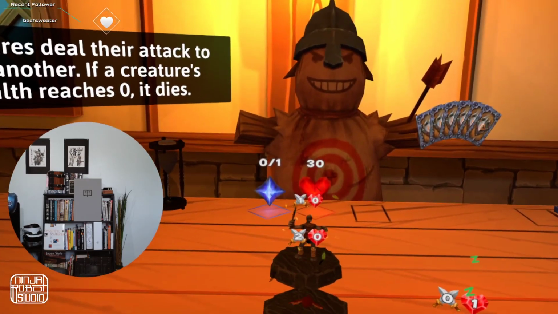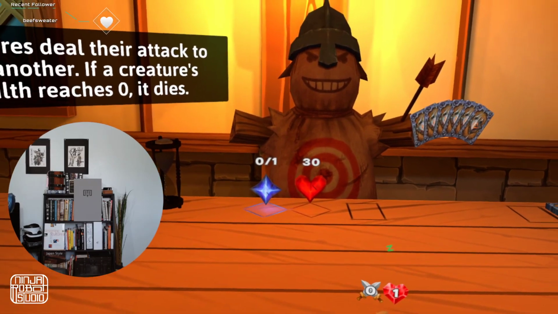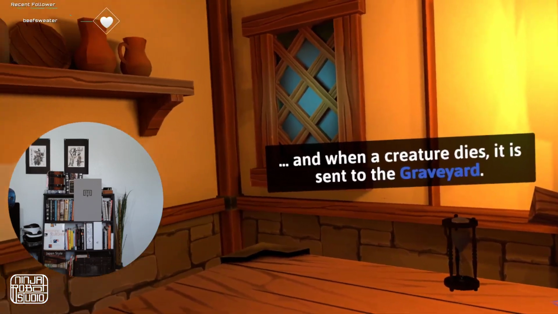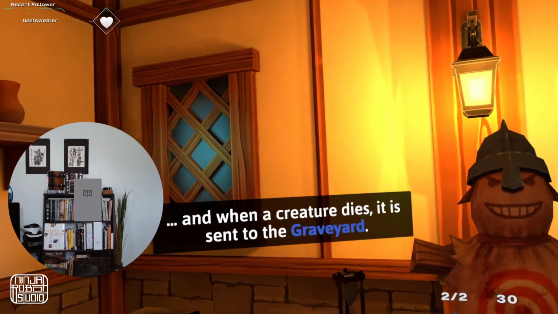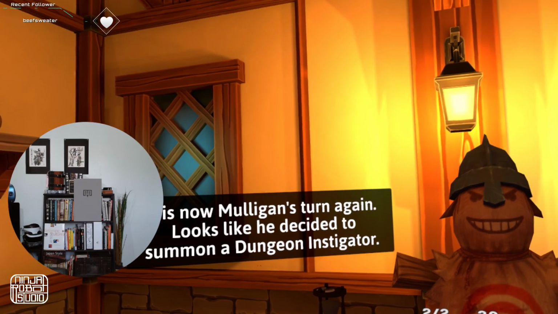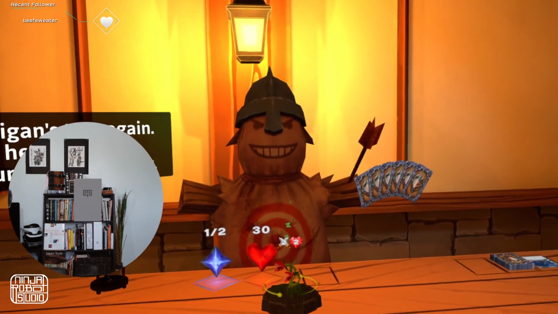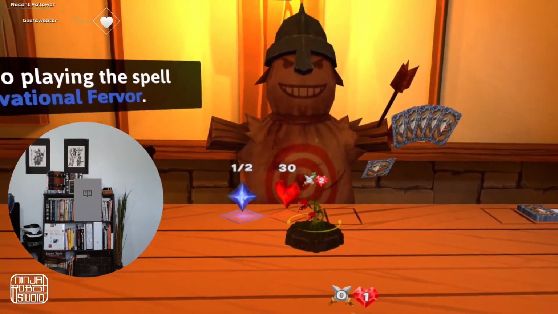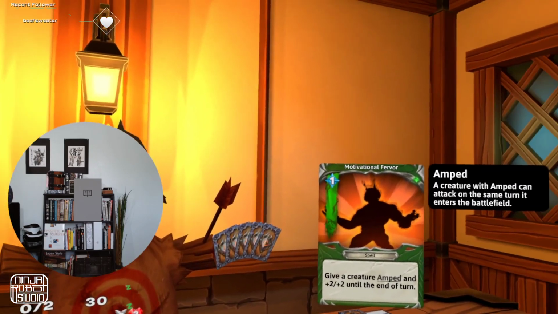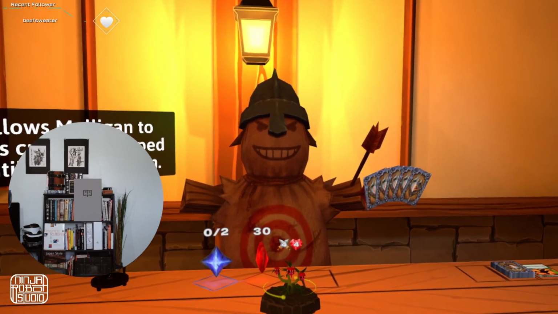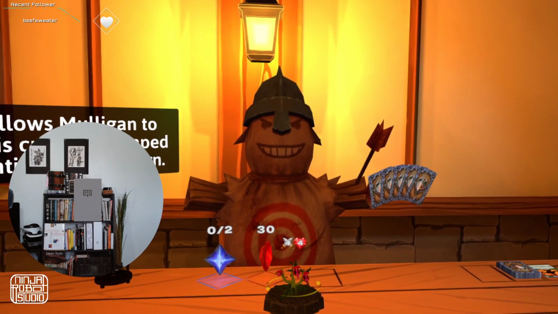Creatures deal their attack to one another. If a creature's health reaches 0, it dies. And when a creature dies, it is sent to the graveyard. It is now Mulligan's turn again. Looks like he decided to summon a Dungeon Instigator. He is also playing the spell Motivational Fervor. That spell allows Mulligan to give one of his creatures Amped and +2/+2 until end of turn.